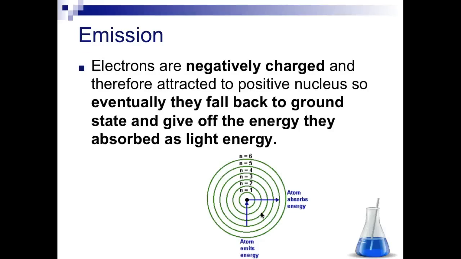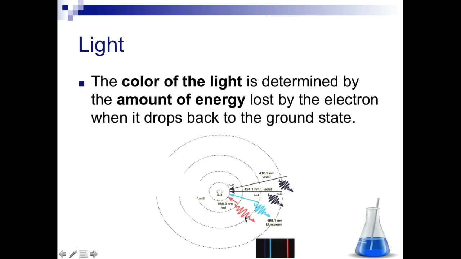Emission: we know electrons are negatively charged and therefore attracted to a positive nucleus. So eventually, these excited electrons will fall back to the ground state and give off the energy they absorbed as light energy. And that's why we see colors. So if an electron is moving from a lower energy level to a higher energy level, it will absorb energy. It'll get the energy in order to make that jump. And then when it emits energy and falls back from an excited state, it will emit that energy in the form of light.